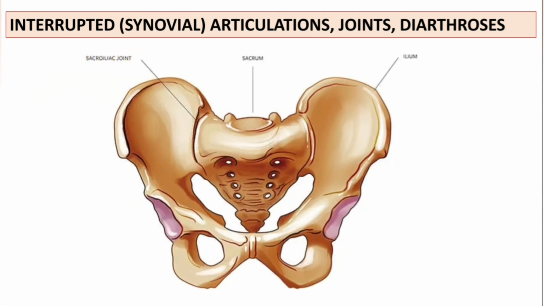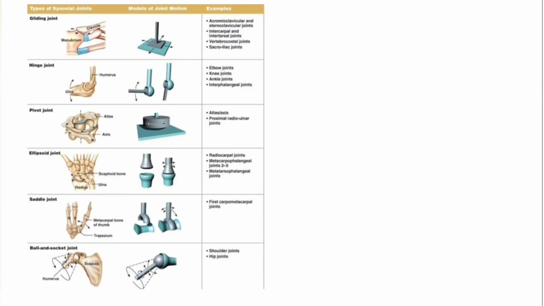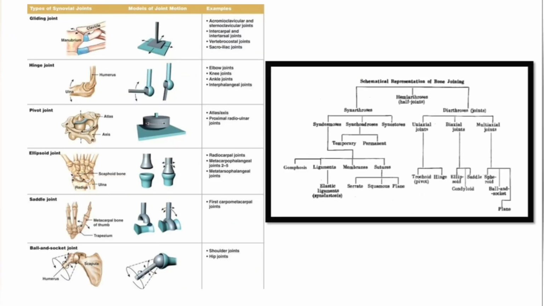So here is your sacroiliac joint, right? This one is the sacrum and the ilium, sacroiliac joint here and here. It only allows a small range of movement. So again, this is our classification.